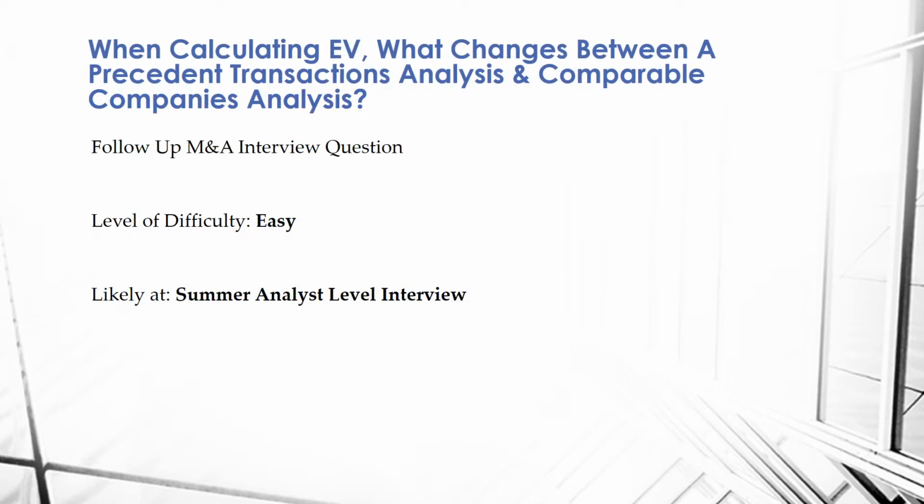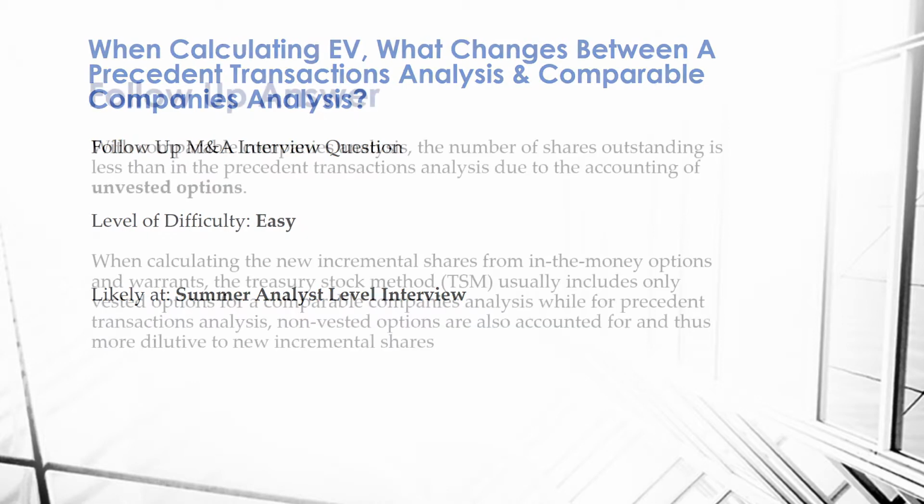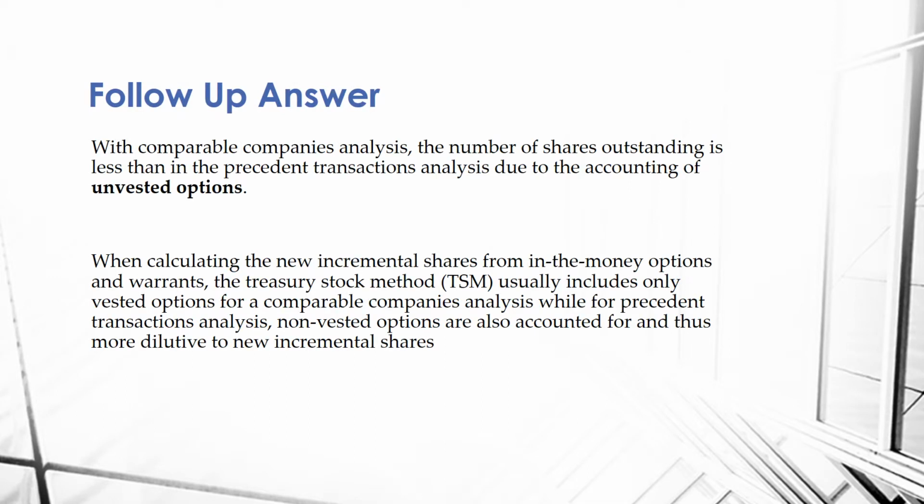Another follow-up question is, when calculating enterprise value, what changes between a precedent transactions analysis and a comparable companies analysis? With comparable companies analysis, the number of shares outstanding is less than in the precedent transactions analysis due to the accounting of unvested options. When calculating the new incremental shares from in-the-money options and warrants, the treasury stock method, the TSM, usually includes only vested options for a comparable company's analysis, while for precedent transactions analysis, non-vested options are also accounted for and thus more dilutive to new incremental shares.